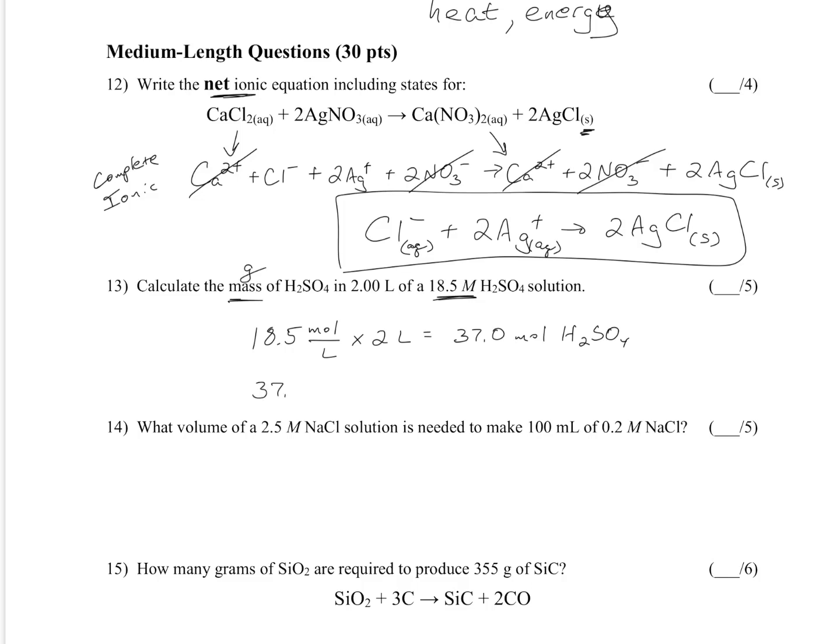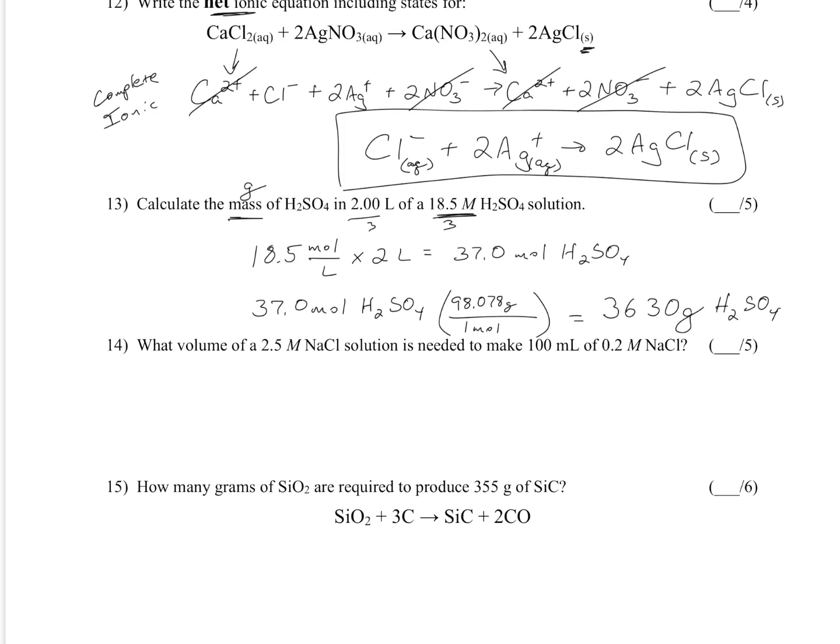So I need to take this 37.0 moles and I need to find some way to turn that into grams. Well, moles to grams, that's molar mass. And so I look at the periodic table and I can find, okay, it's 98.078 grams for 1 mole. This is 2 times H plus S plus 4 times oxygen. And this gives me 3,630 grams H2SO4. And these have 3 sig figs, so my answer has 3 sig figs.